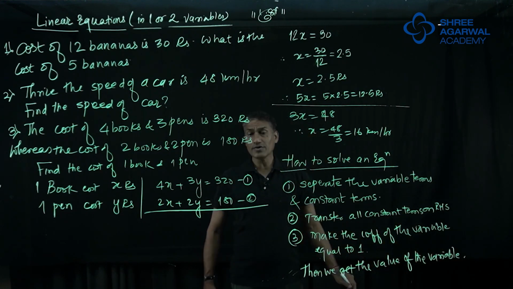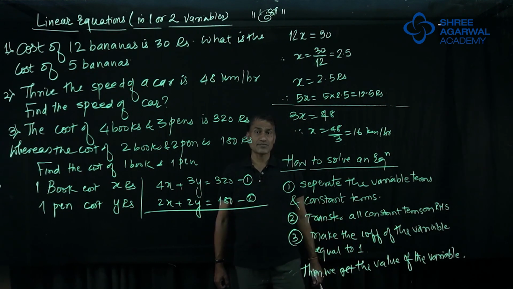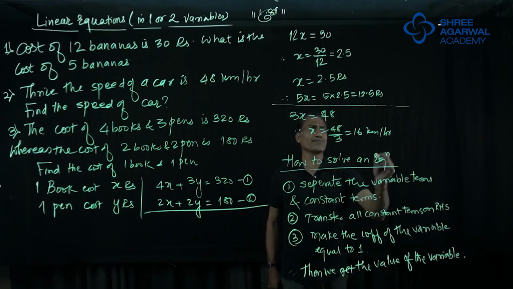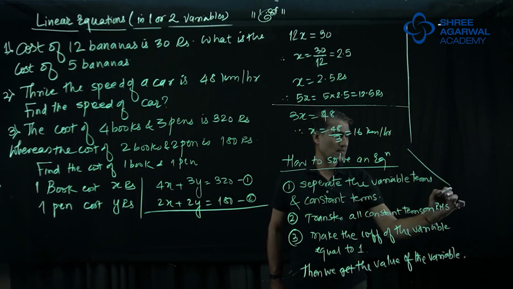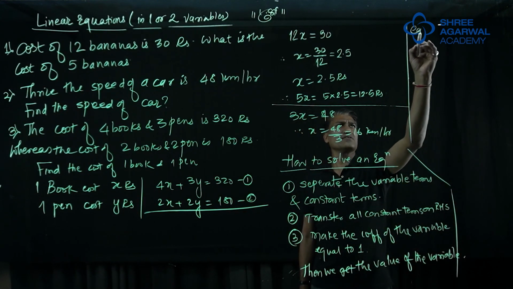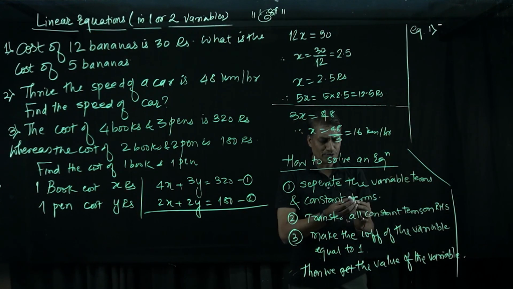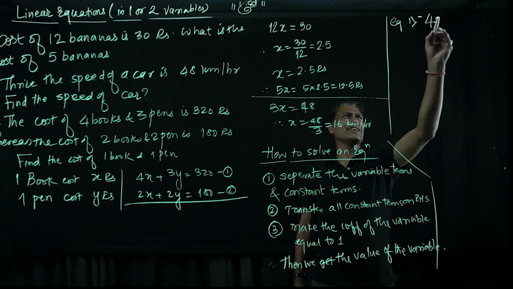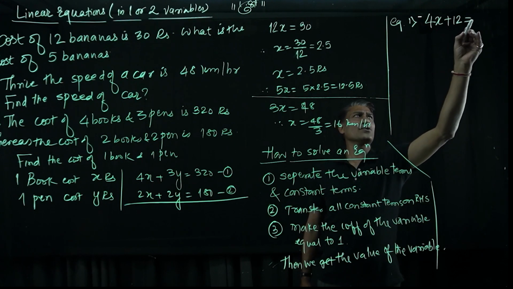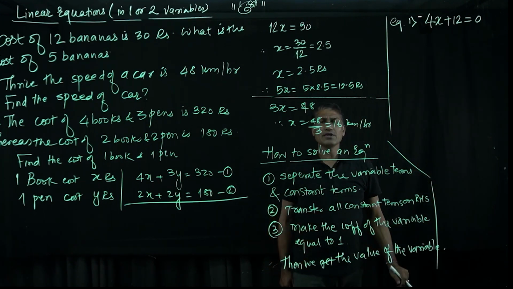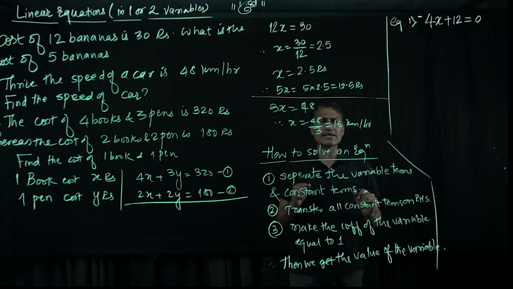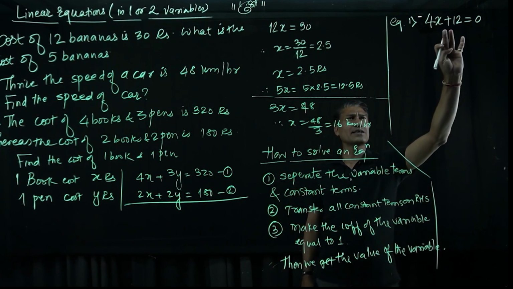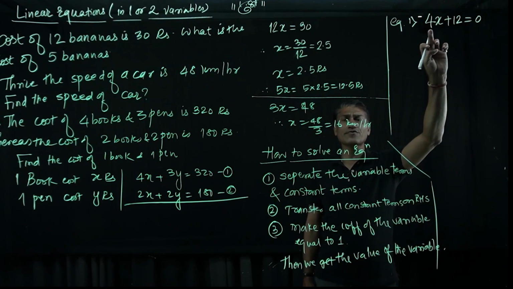This is how we solve a linear equation. I will give you one example. For example, the first example I am giving you, 4x plus 12 is equal to 0. Now this is a very simple example we are taking. Here this is the variable term and this is the constant term. This is the coefficient of x.